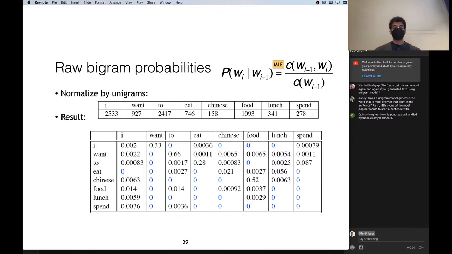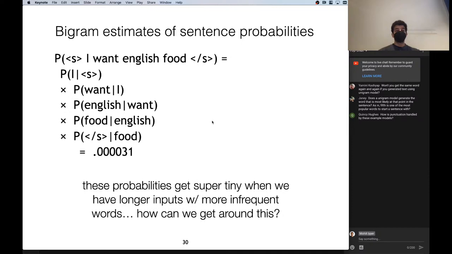But now that we have our conditional bigram probabilities, we can start estimating the probability of sentences. So if I wanted to estimate the probability of start of sequence, I want English food, end of sequence, this is just the product of these five conditional probabilities here. Remember that the start of sequence symbol occurs at the beginning of any sentence, so its probability is one. We don't have to include it in this computation.